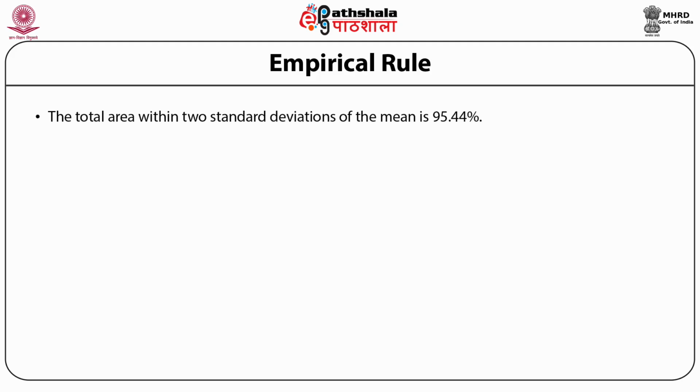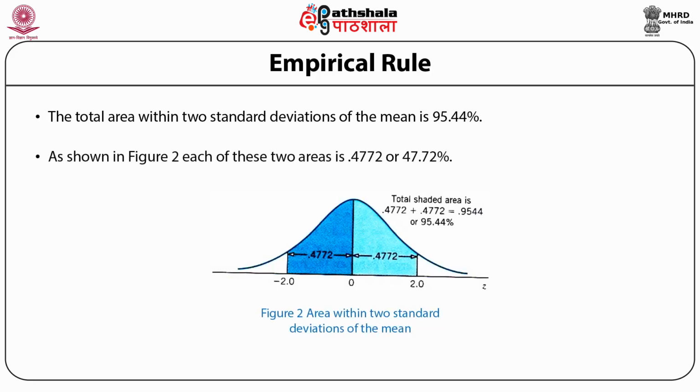After explaining figure 1, the area within one standard deviation, we will take the second figure. The total area within two standard deviations of the mean is 95.44%. This area is given by the sum of the areas between z equal to -2.0 and z equal to 0, and between z equal to 0 and z equal to 2.0. As shown in figure 2, each of these two areas is 0.4772 or 47.72%. Hence the total area between z equal to -2 and z equal to 2 is 95.44%.